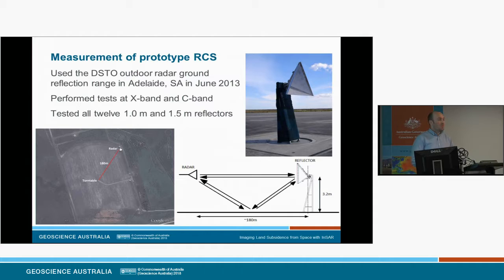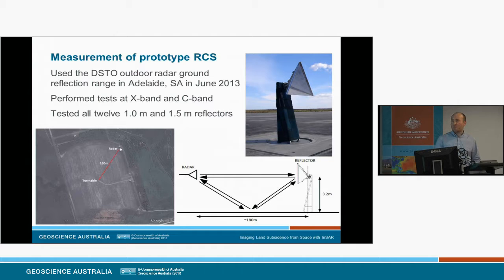Our first experiment was conducted at the Defence Science and Technology Agency. They have an outdoor radar test range at Adelaide. And what we did was we mounted the corner reflectors on a turntable in the centre of this radar reflection range. And as we rotated that turntable and rotated the reflector, we shone a radar on that reflector and measured the radar cross-section for that reflector.